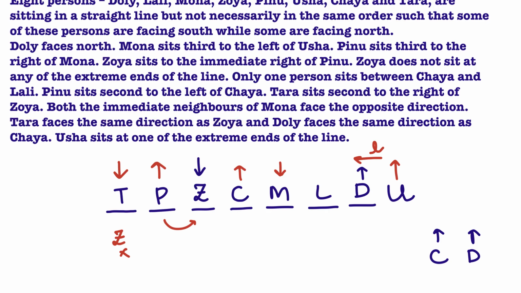The only sentence that we are left out with is: both the immediate neighbors of Mona face opposite directions. Let's understand that. Firstly, the neighbors of Mona are Chaya and Lali, right? We know that Chaya is facing towards north. He said the neighbors of Mona should face opposite directions to each other. Because Chaya facing north is definite, Lali has to face towards south, which is the opposite direction of Mona's other neighbor. That's all. We are done with the entire diagram. Now let's solve the questions.